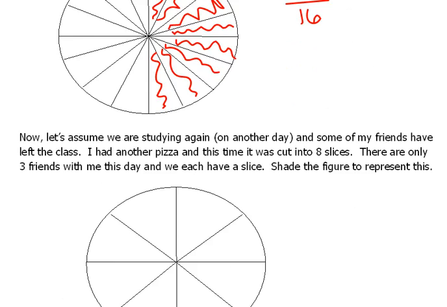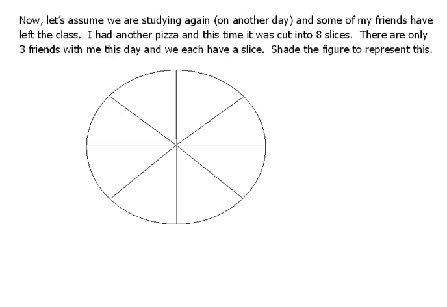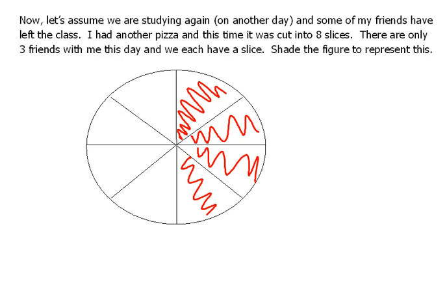Okay, now let's pretend the school semester goes on and we're going to start studying, but this time I don't have nearly as many friends with me. So we have a pizza that's cut into 8 slices this time, and there are only 3 friends with me. So each one of us is going to have a piece. Let's shade this to represent all 4 of us having 1 slice of pizza. There's 1, 2, 3, and 4.